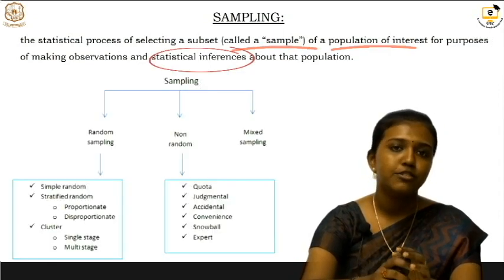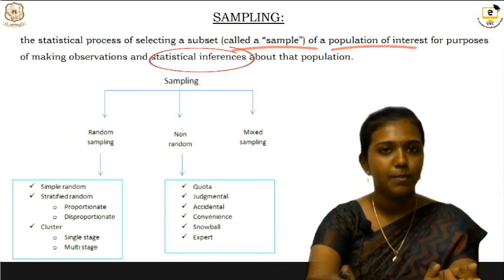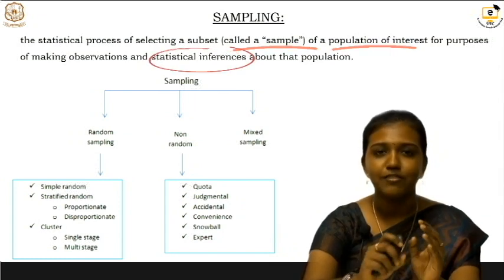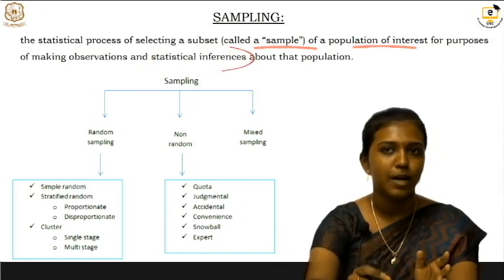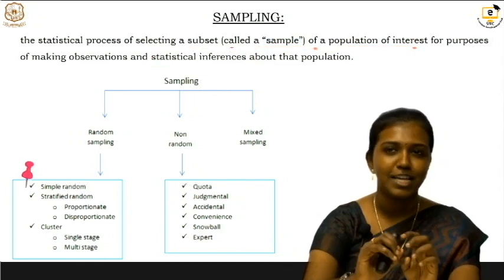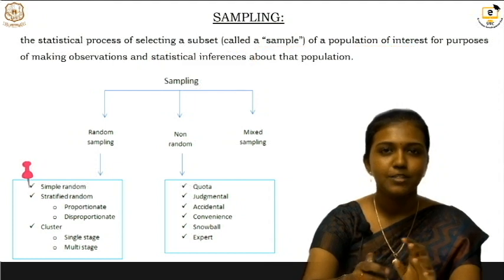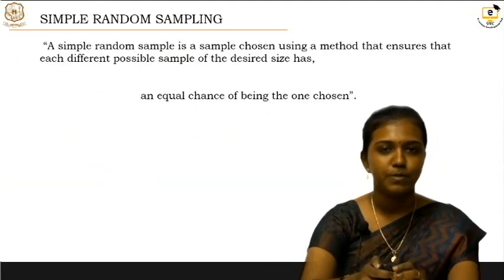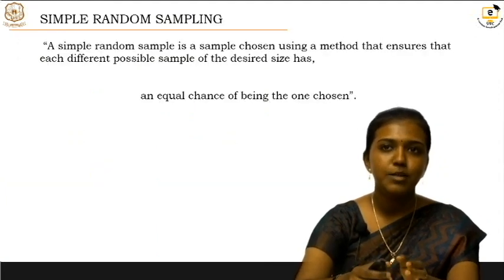Now there are a lot of types of sampling, and this is the first type that will get you started to know more about sampling. So now we are going to see simple random sampling. As the name suggests, it is going to be simple. So I want you to pay attention throughout this video.